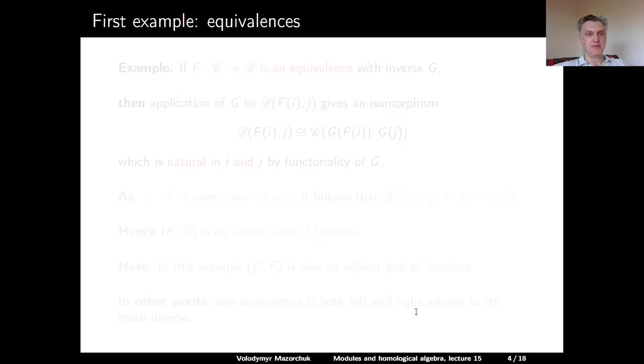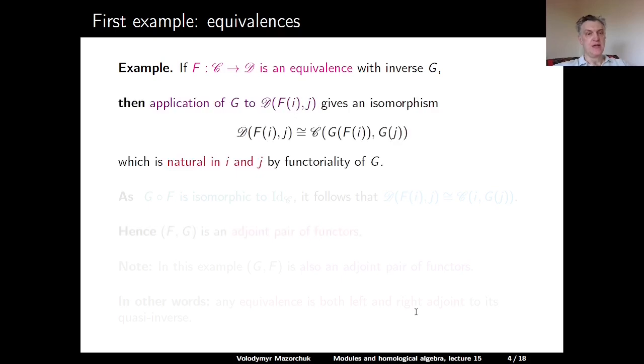Here is the first example. It's about equivalences of categories. Assume that F from C to D is an equivalence with inverse G. Then we can start with the morphism set in D from F(I) to J and apply our functor G, and this gives us a map from this set to the set of all morphisms in C from G(F(I)) to G(J). And this map is natural both in I and J because of the functoriality of G.